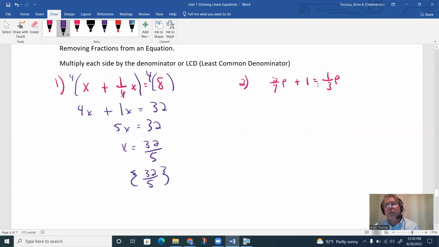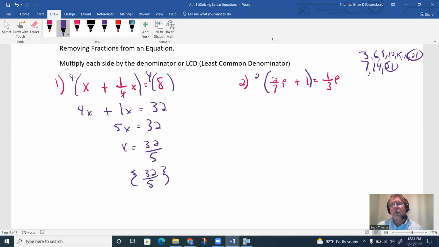So if I'm looking at 2p plus 2/7 p plus 1 equals 1/3 p, notice how my denominators are the 7 and the 3. So thinking multiples, it's going to be like 3, 6, 9, and 7, 14, 21. It looks like if I keep going, 12, 15, 18, 21 is going to be the least common denominator. So if I want to knock out the 7 and the 3 at the same time, instead of just multiplying by 7 and then coming back multiplying by 3, I can actually multiply each side by 21 and do it all at once.